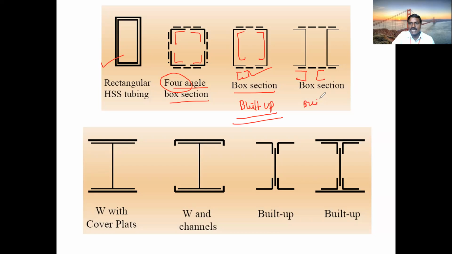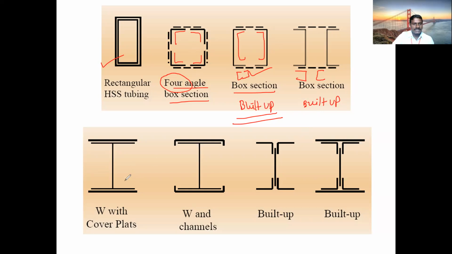So these are built-up sections. Built-up, it means what? 2 or more sections connected to each other. Built-up, so what is the meaning? 2 or more sections connected to each other to make one column. Then 2 channels are provided back to back, 2 channels face to face, and 4 angles together form one column.